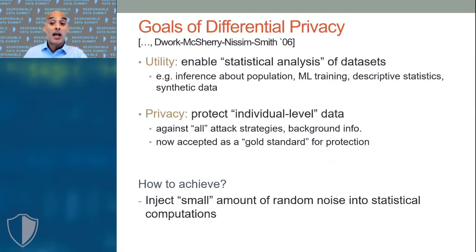Differential privacy gives a way of being sure that individual level information cannot leak when releasing statistical information and is increasingly accepted as a very strong gold standard for privacy protection. The way it achieves this is by carefully injecting small amounts of random noise into statistical computations to hide the effect of each individual data subject while still allowing signal about the population or larger groups to come through.